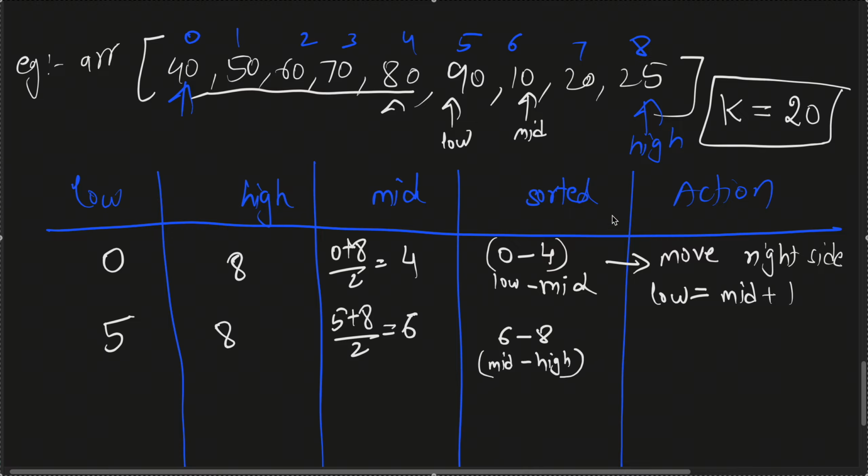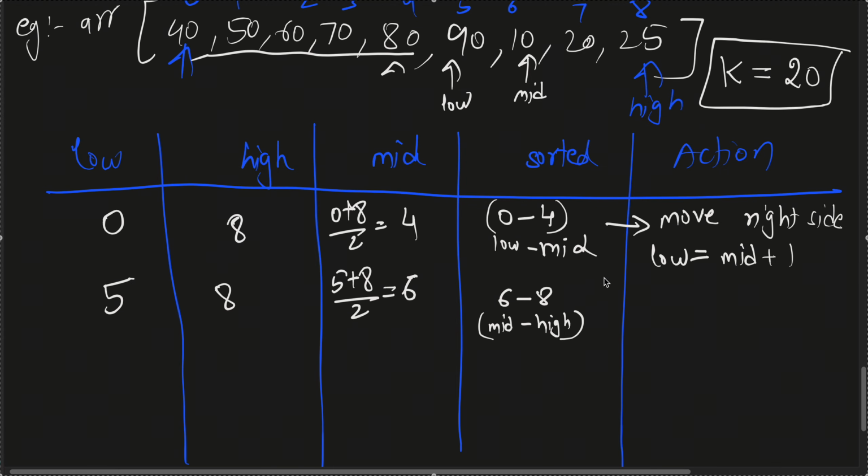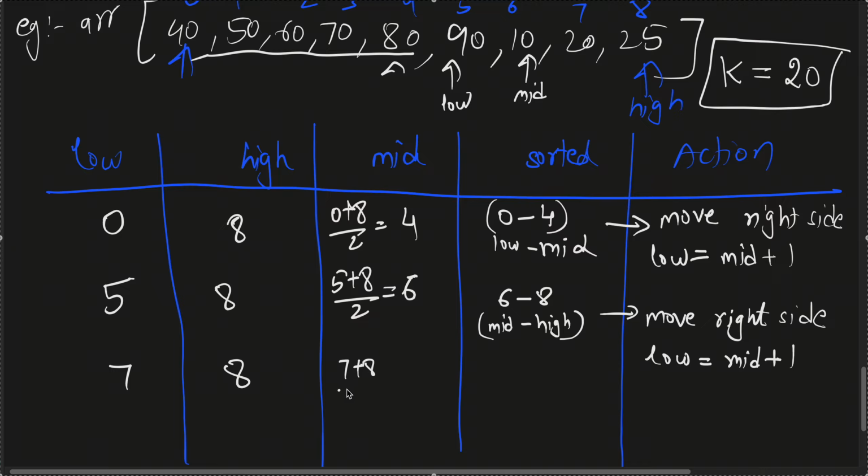Now the next question: whether k, 20, lies in the sorted region, 10, 20, 25. Yes, the k value lies in the sorted region. So we will again move towards that sorted region, that is, move right side. To move right side, we have to again update our low pointer: low equal to mid plus 1. Mid value was 6, 6 plus 1 is 7. So the updated low value is 7, high is 8, and 7 plus 8 by 2 is nothing but 7.